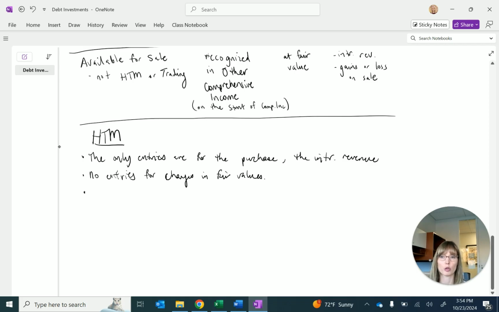If the bonds are sold before maturity, if that were to happen, this is what the entry would look like. We're going to debit cash because we're selling an investment. We're going to receive cash. This is for the selling price. We're going to credit investment in bonds because we're selling off the investment in bonds, the asset.